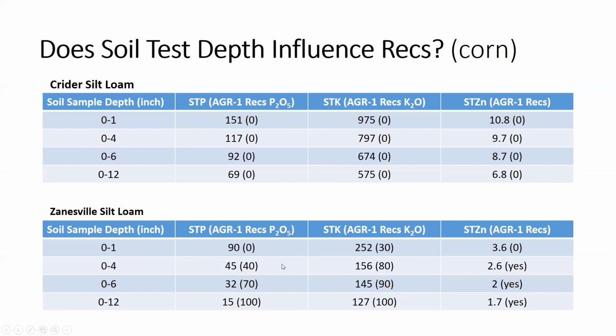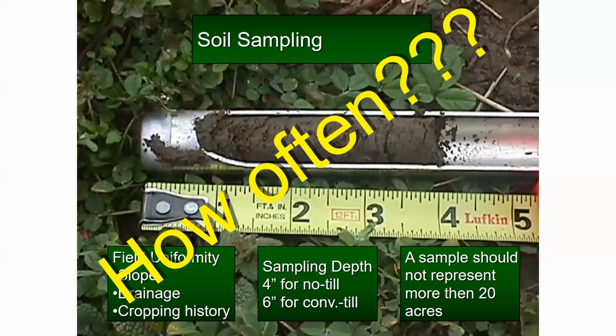So that sample depth does matter. So if we say a 4-inch sample, you need to be in that 4-inch range so we're truly representing what that field is, so we get the right amount of fertilizer on that field. So this is kind of wrapping it up.